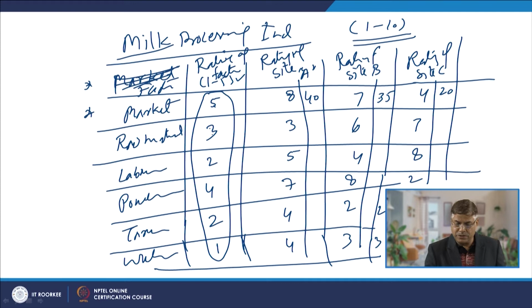Okay, then 3 into 3 is 9, 3 into 6 is 18, now 3 into 7 is 21, 2 into 5 is 10, 2 into 4 is 8, and 2 into 8 is 16. Now say another factor like 4 into 7 is 28, 4 into 8 is 32, and 4 into 2 is 8.